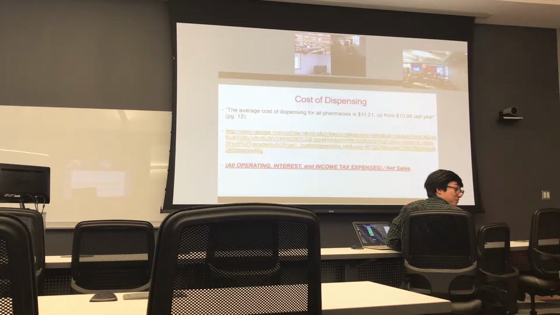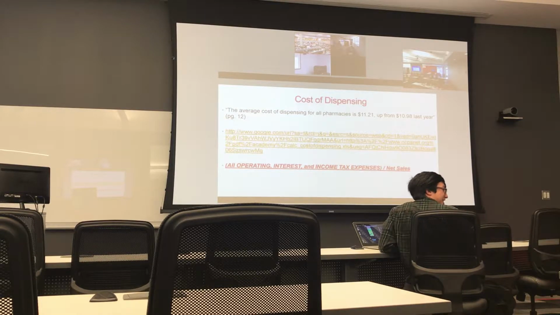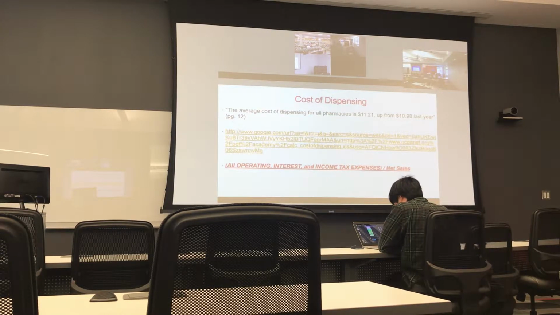So when you want to sell somebody a prescription for $8, are you making any money? You're not making a profit, but you're bringing in some sort of sales, and there's terms for that, and it's a good thing. But you are selling at a loss, because on average, the cost of dispensing is about $11.21.